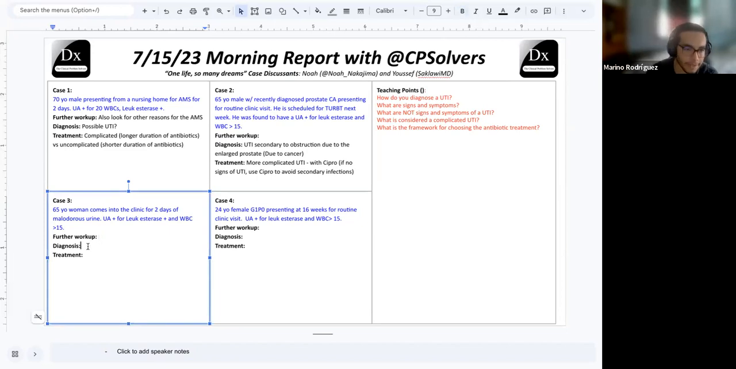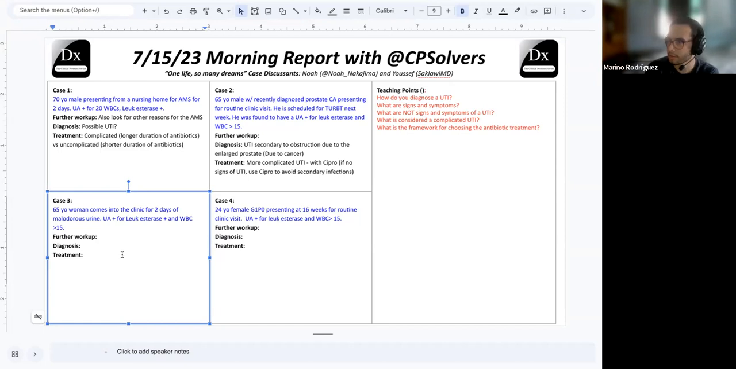Okay, so this case is a 65-year-old woman that comes for 2 days of malodorous urine, and her UA is positive basically for a UTI with leukocyte esterase and white blood cells of 15. We were talking about whether her malodorous urine is really the only sign and symptom that she will get for a UTI. So we were discussing that she doesn't have a classic presentation of a UTI. She doesn't have any frequency, burning, dysuria, nocturia, hematuria, or suprapubic tenderness.